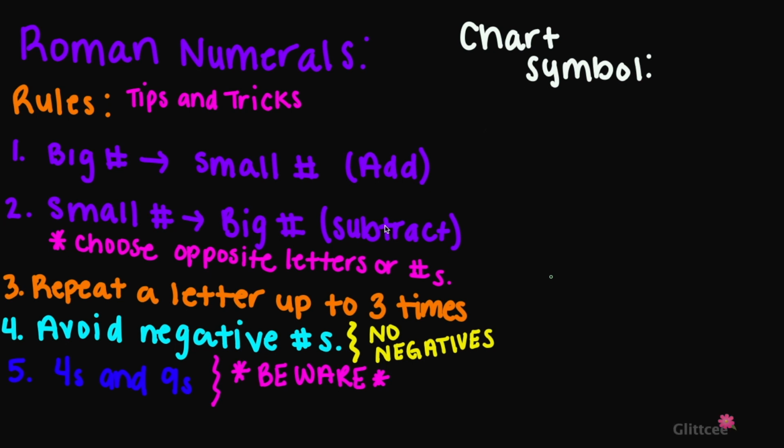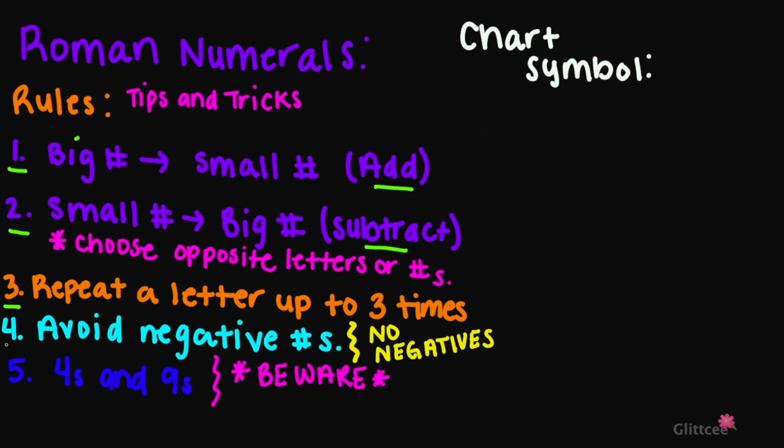So today we'll be talking about Roman numerals. Before we get started, I'm going to go over some rules and tips and tricks to help in solving the problems. So let's start with rule number 1. If you are going from a big number to a small number, then you need to add. If you are going from a small number, like rule number 2, to a big number, then you need to subtract. And always remember, when you are subtracting, to choose the opposite letters or numbers depending on the question that you are answering. Rule number 3 is repeat a letter up to 3 times.